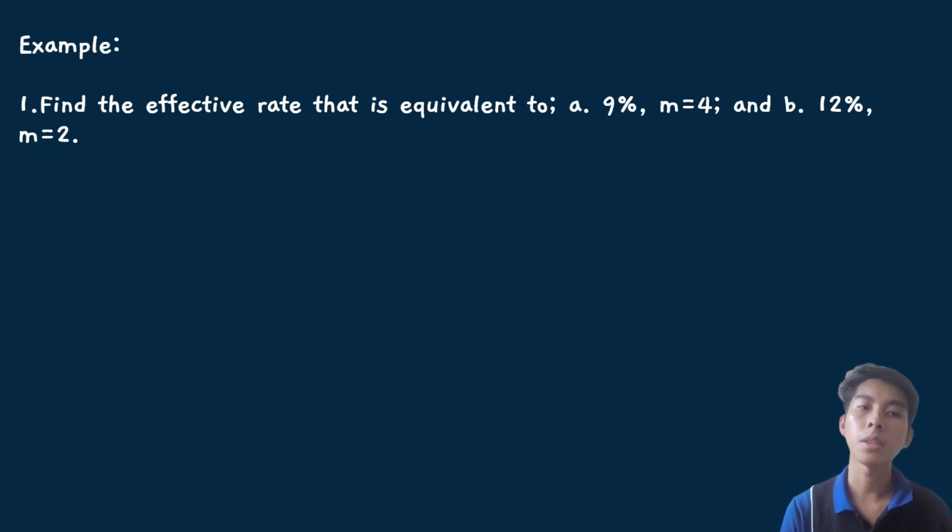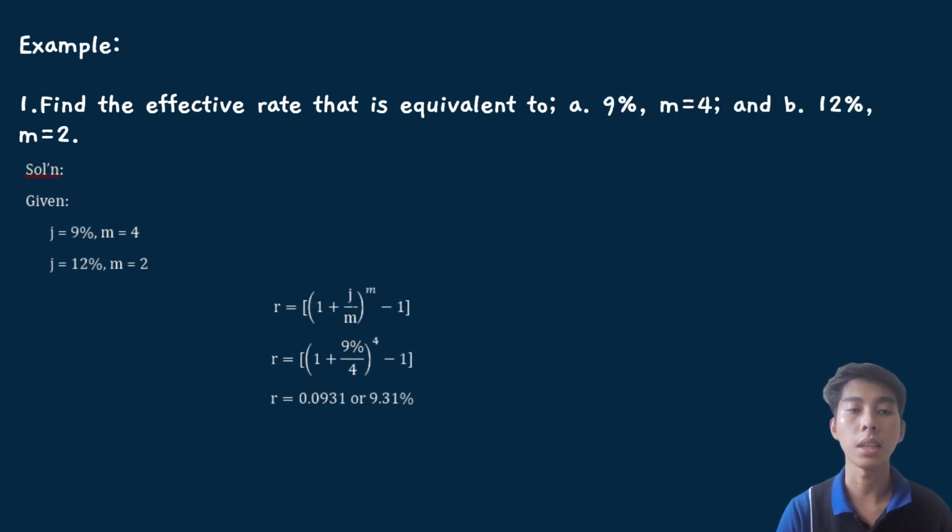So first things first, to solve this problem, we identify the givens. The first given: J is 9%, the nominal rate, and M is 4, the conversions per year. Then our second condition: 12% nominal rate and M is equal to 2. First, let's solve the first condition, the 9% nominal rate when M is 4. We simply use the formula for the effective rate to find its equivalent.